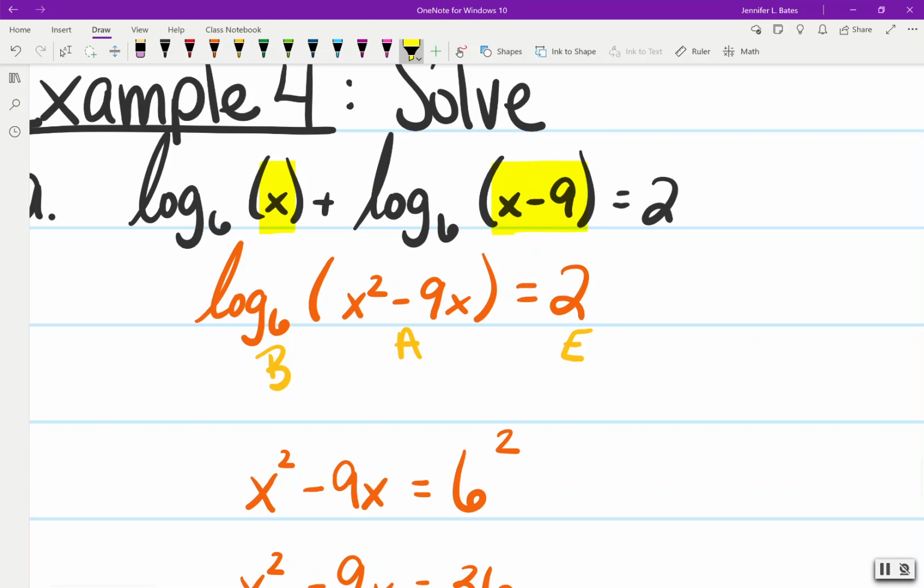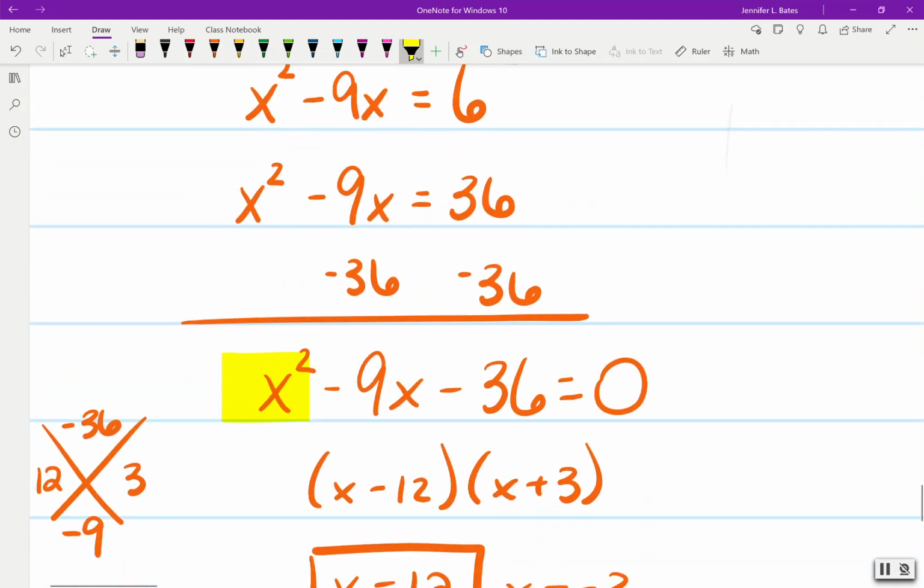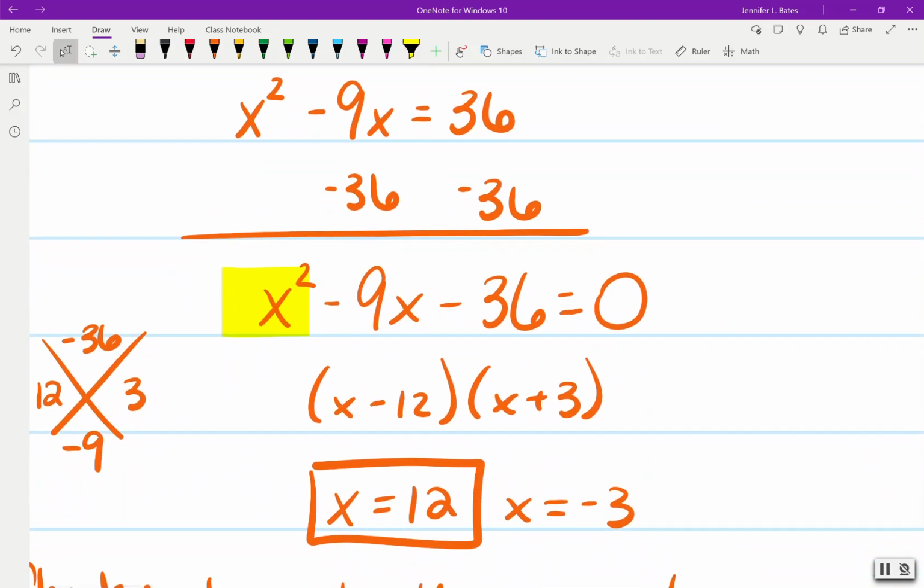Let's plug -3 in. If I plug -3 into the first one, I get log base 6 of -3. Can I take the log of a negative? No. So is -3 an answer? No. Because it makes my argument negative, we cannot use it.